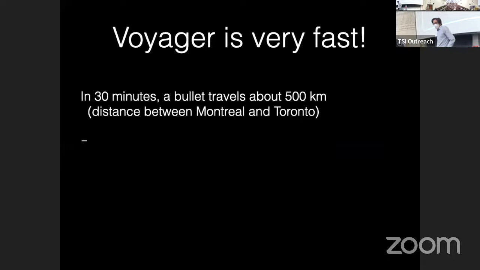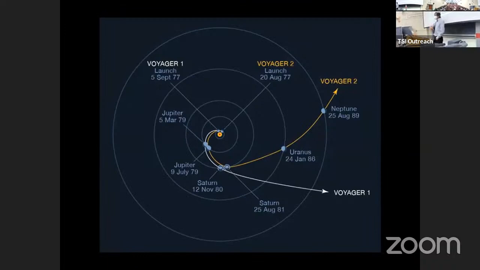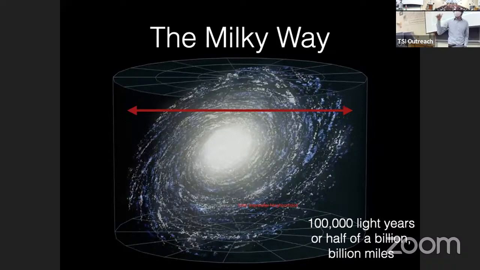So for comparison, a bullet in 30 minutes can travel the distance between Montreal and Toronto. So bullets are pretty fast things. In 30 minutes, Voyager travels about 30,000 kilometers. So this series of probes are very, very quick, and they've been traveling since the late 1970s. However, despite all this travel, they have yet to make their way out of the pixel that they started on in this graphic. They're still in the same pixel. If I were to make this graphic and include Voyager, I wouldn't need to update it in decades.